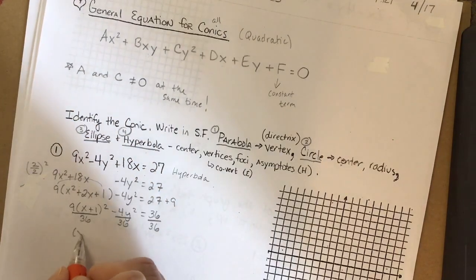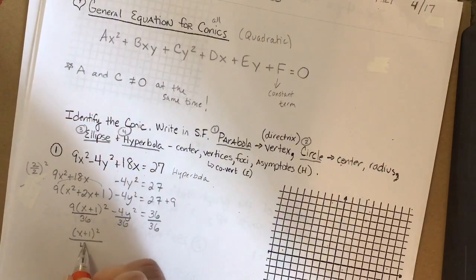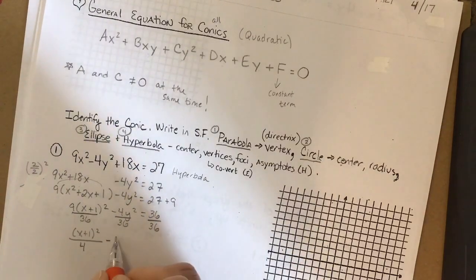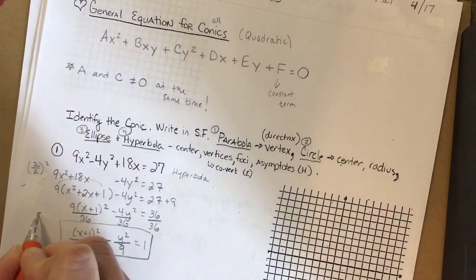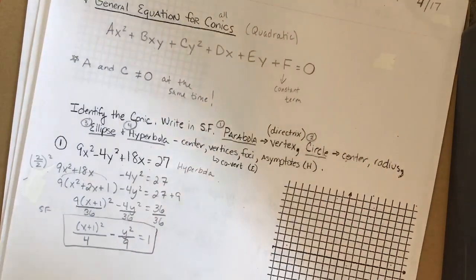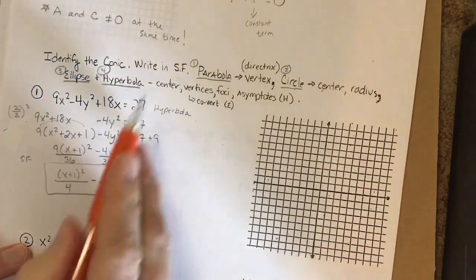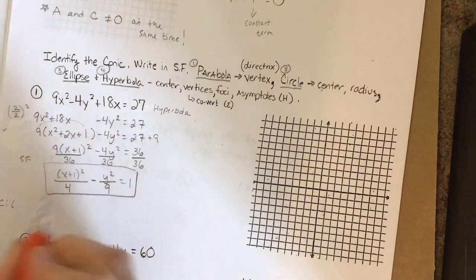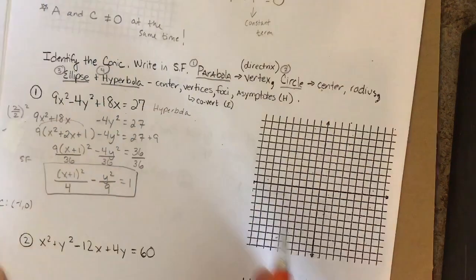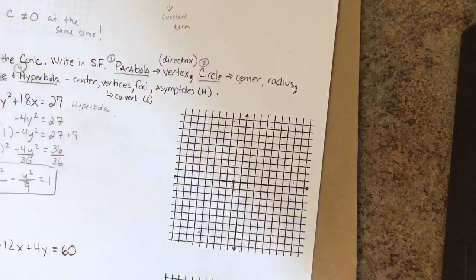And so this will be (x + 1) squared over 9... 36 is 1/4, minus 4 over 36 is 1/9, equals 1. Standard form for a hyperbola. All right, so first we're going to get the what? Well, let's see, center. Our center will be (h, k), (-1, 0). Put the center on here, label it C.